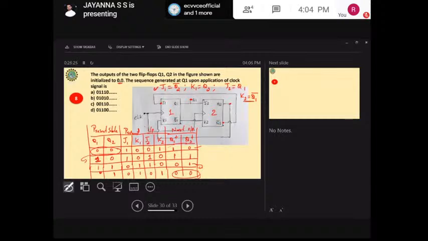They ask for the sequence generated at Q1 upon application of the clock. They have told that only the value of Q1 is needed after applying the clock. So the sequence will be 0 1 1 0, and it continues 0 1 1 0, and so on. The option D will be the correct one for this question.